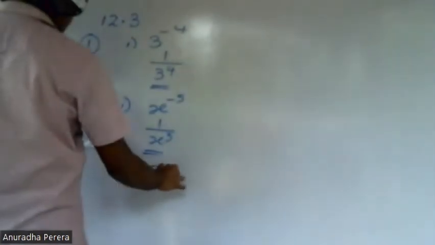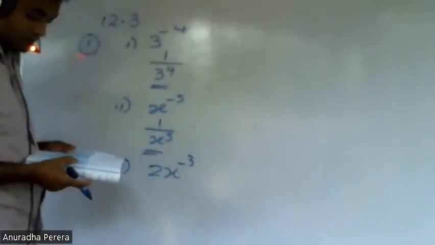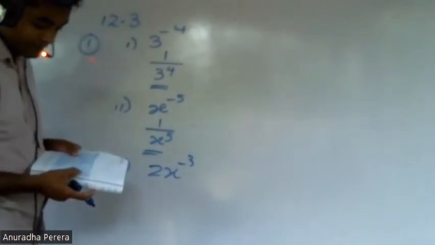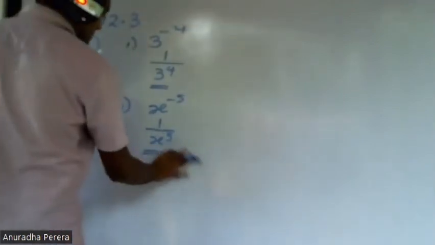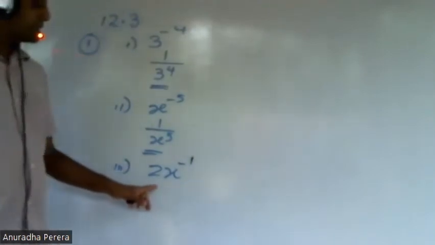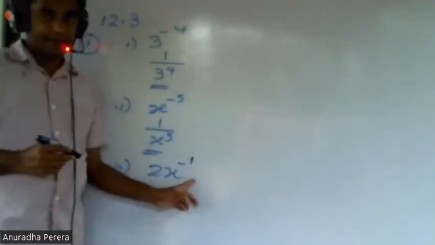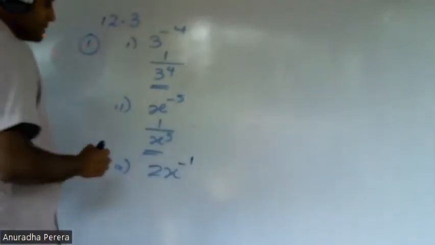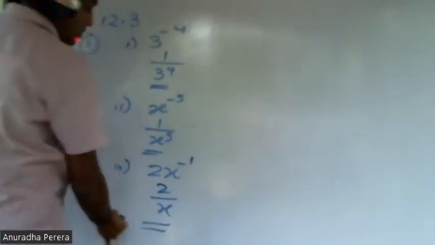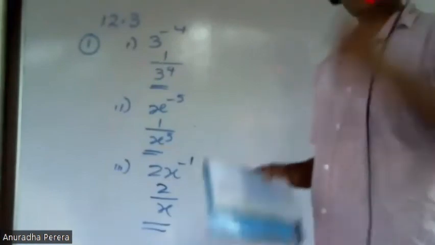2. 2x to the power minus 1. Important thing, this index belongs to only x, right? Then when writing it in the positive indices, 2 over x to the power plus 1, 2 over x. This is the answer. 2 over x.